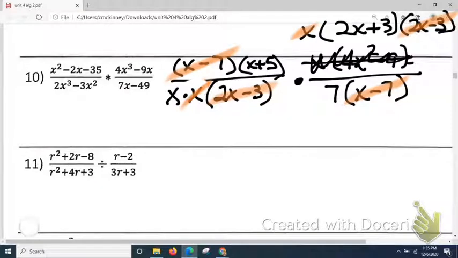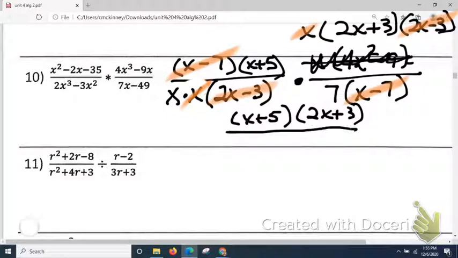So now what's left in the numerator is x plus 5, 2x plus 3. And you're just going to leave it written in factored form like that. You do not need to multiply it back out. And then in the denominator, there's an x and a 7. Now we can combine that pretty easily. That's just 7x. But we do not need to distribute what's in the top. You would just walk away from that the way it is.